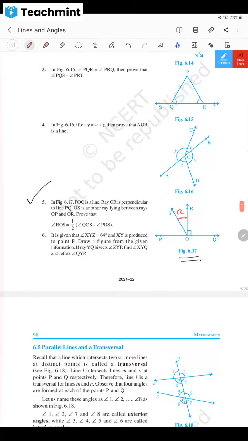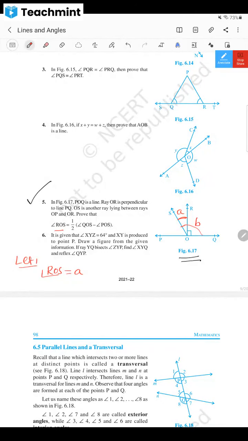So now the solution starts here. ROS is equal to A. I don't want to write it again and again, that's why I'll call it A. That is equal to half of QOS. Where is QOS? You can see this QOS, this complete angle. Correct? So this angle is B.